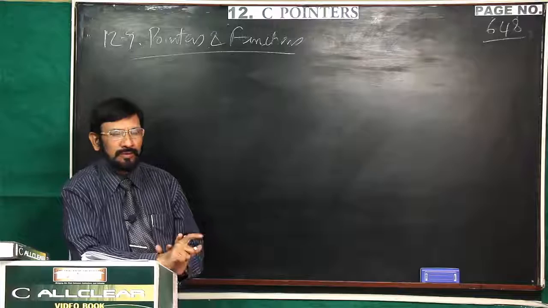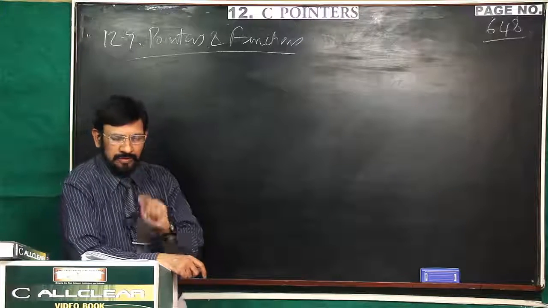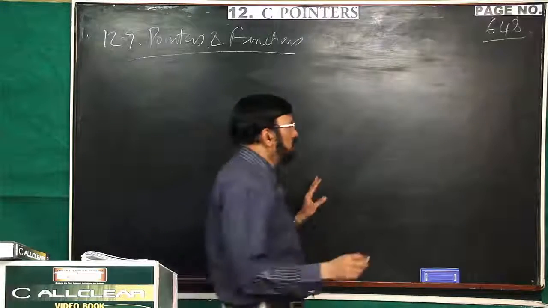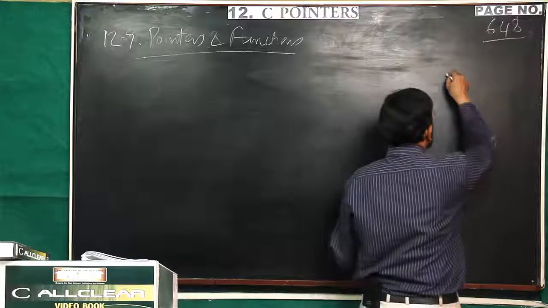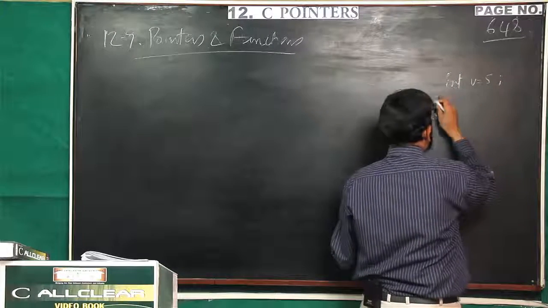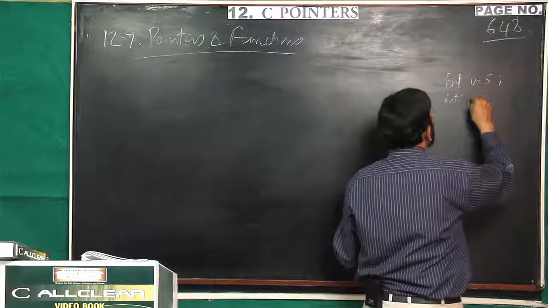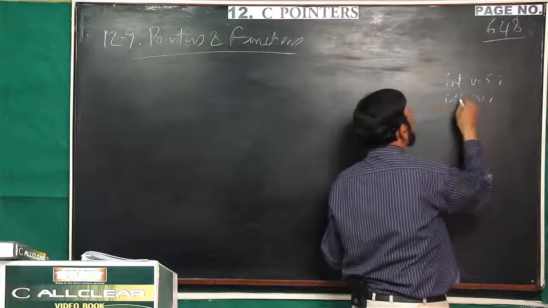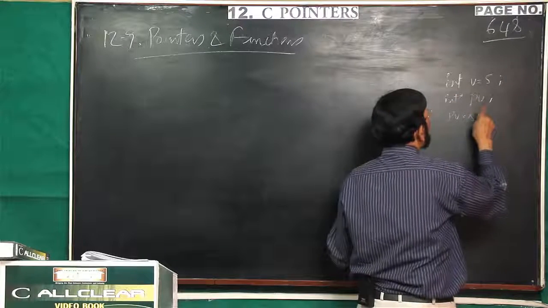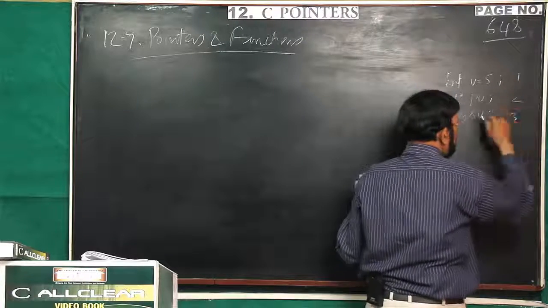So that notation I want to show you. Before studying this concept, first I have to explain. Already I told you the 3 lines checklist: int v, int *pv, pv and v. Just always remember them as 1, 2, 3.